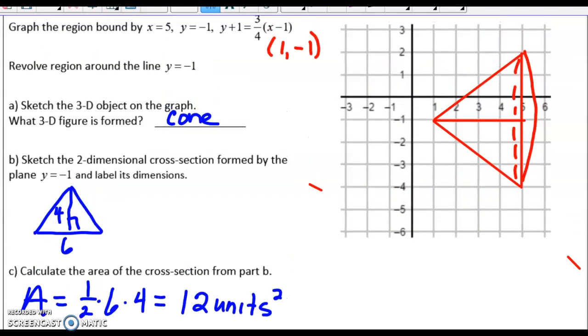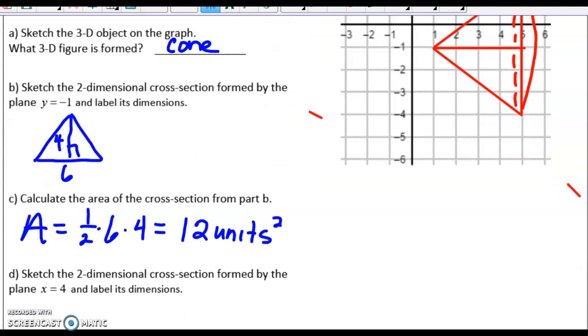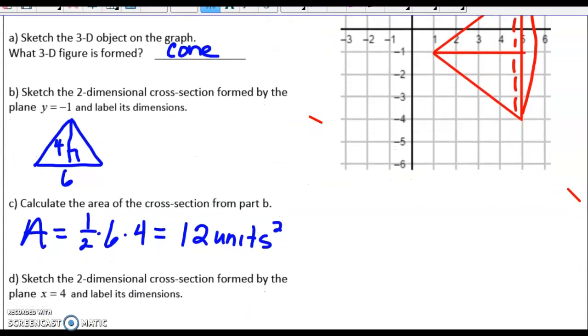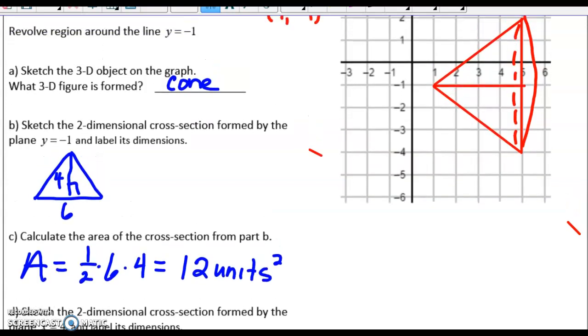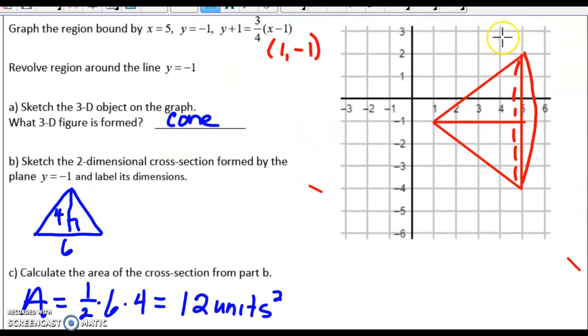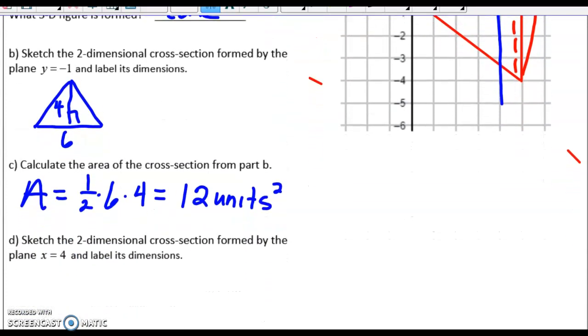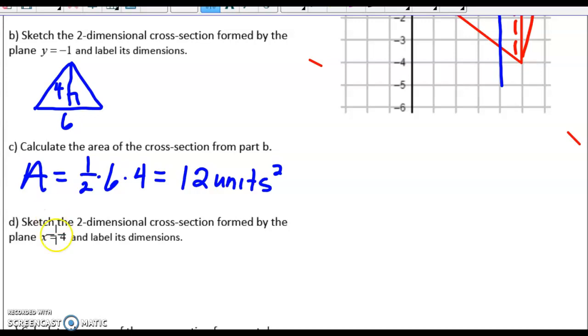All right, now a little bit different is here. We are now, for letter D, going to cut this with a plane x equals 4. So that is right here. Pretend like that's straight. And that plane is parallel to our base. So it has the same shape as our base. And our base, remember, of a cone is a circle.